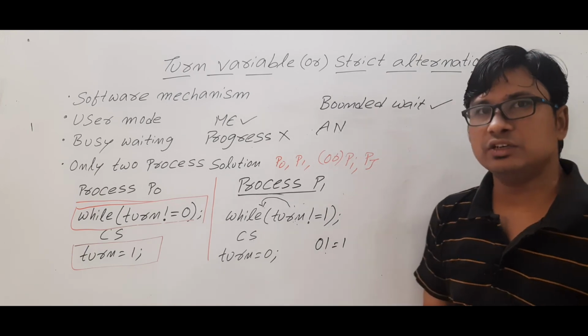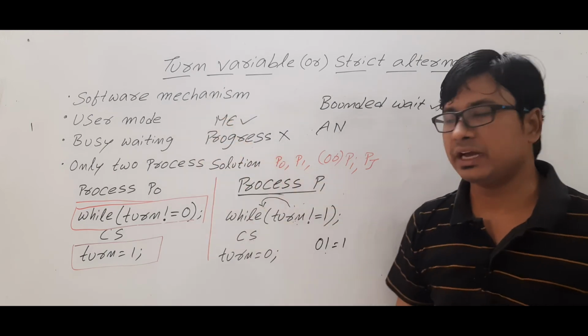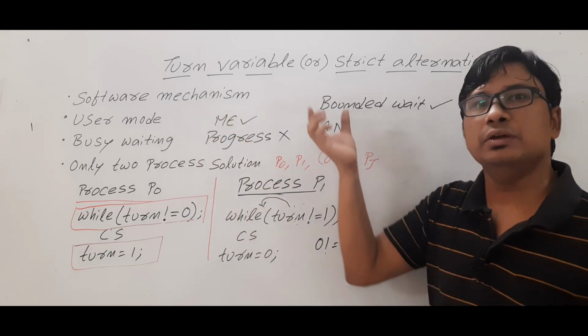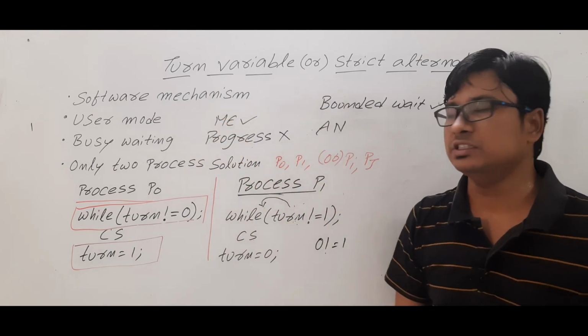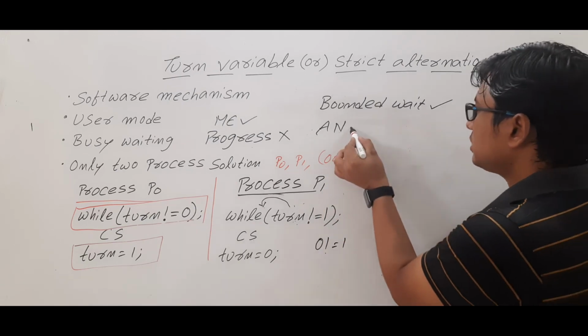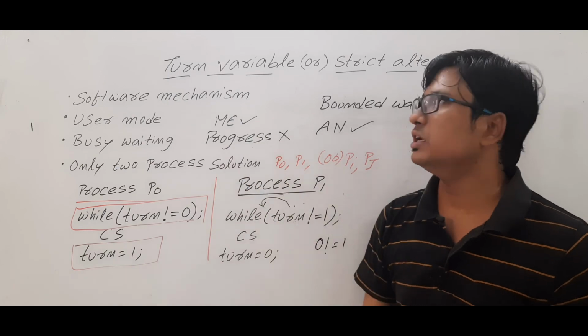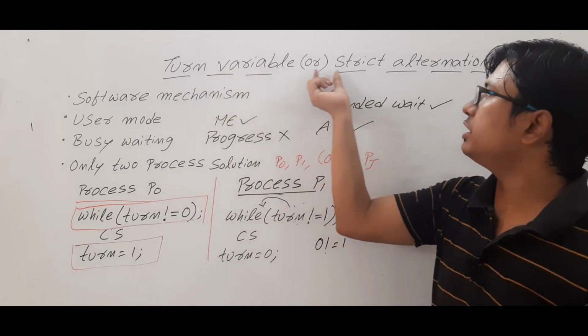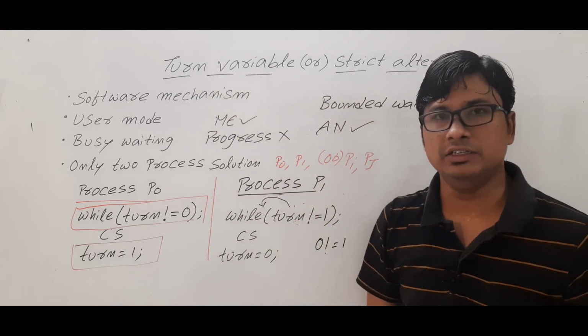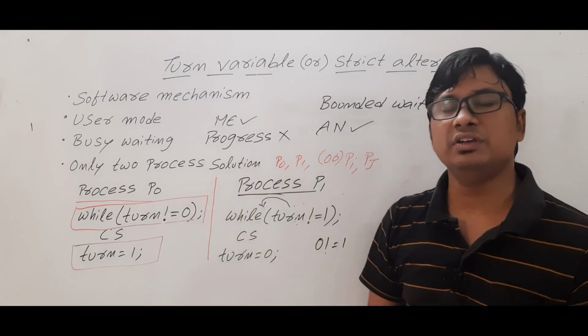And architecture neutrality: as it is a software mechanism, it can work in all the operating systems. So I can say that architecture neutrality is also achieved. Only progress we cannot achieve using the turn variable or strict alternation mechanism. So this is the limitation of the turn variable.